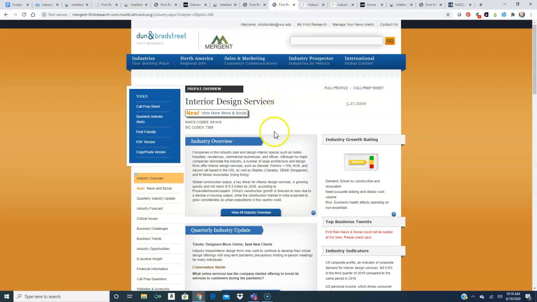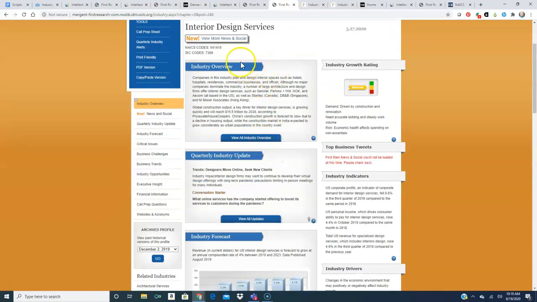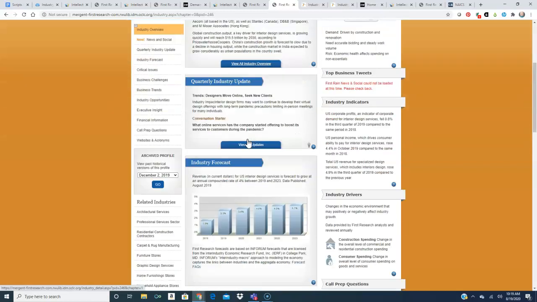And then when I get brought to the report, I can see all kinds of information here. First of all, here's the NAICS code and the SIC code. We don't use the SIC so much. NAICS has replaced SIC. Here's the industry information, and you can just click here to get your full industry overview. Here's your quarterly update and your industry forecast right here in the center.